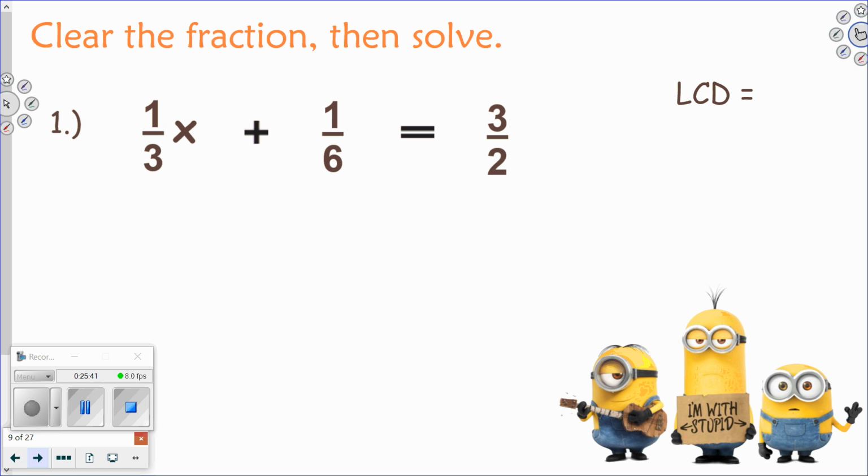All right, and you'll know real fast if you guessed the wrong common denominator when I show you how this works. All right, so it is 6. So the way this works, you are going to multiply every piece by 6. Whether it's a fraction or not, every single piece gets multiplied by the 6.